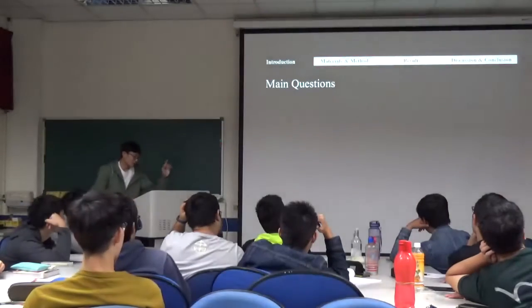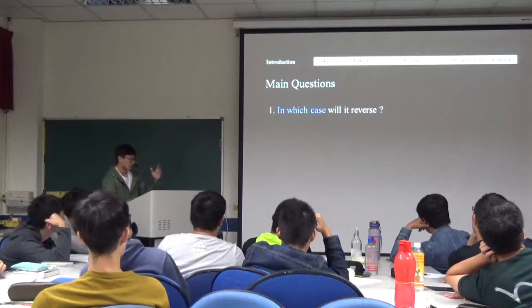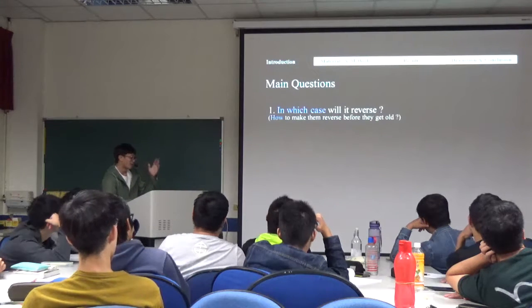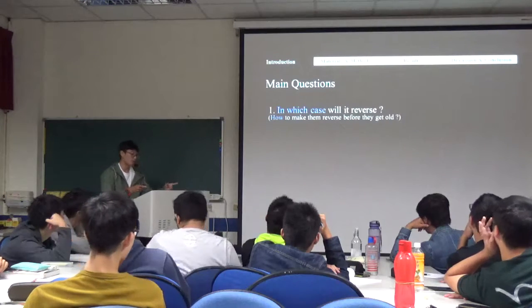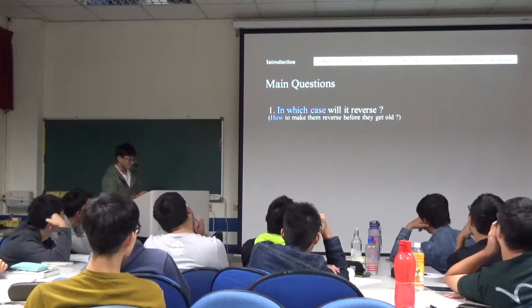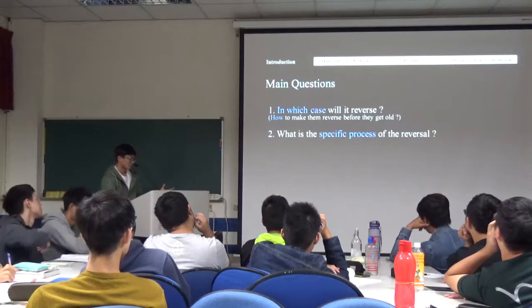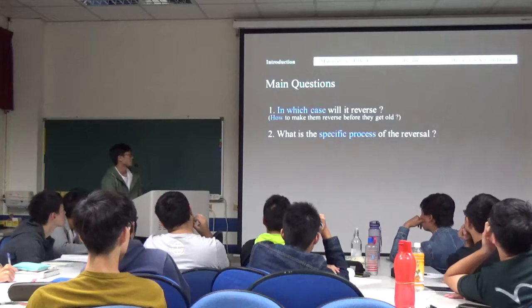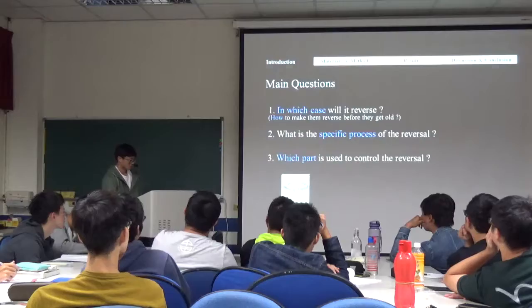Okay, for this study, we have 3 main questions. One, in which case will it reverse, or how to make them reverse before they get old? You know they reverse when they get old, so we want to do it before they get old. Two, what's the specific process of reversal? Three, which part is used to control the reversal?